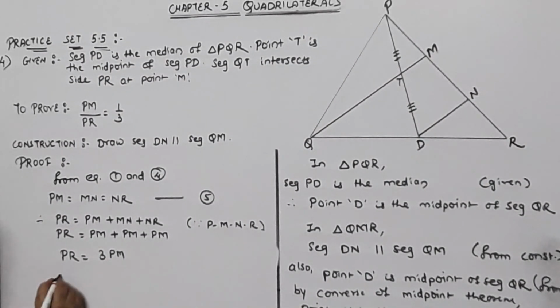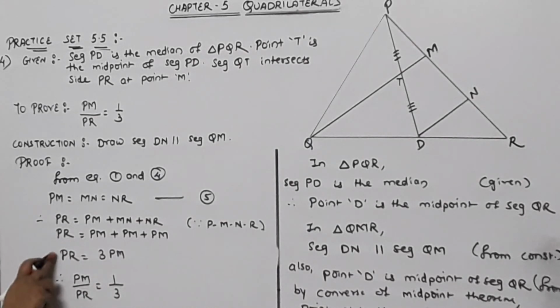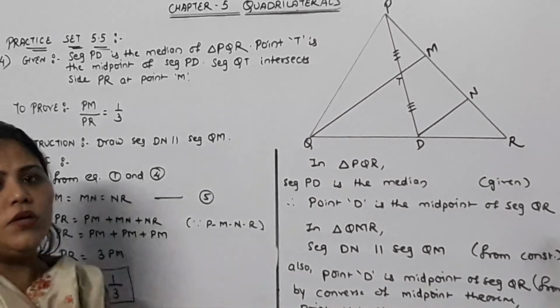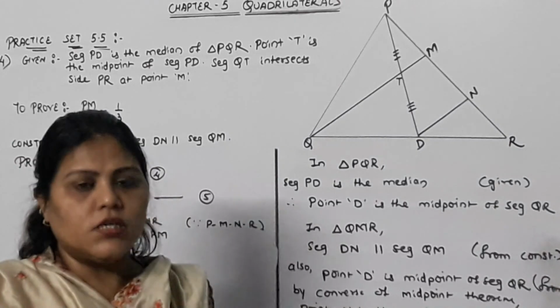Therefore, we will keep this PM here and we will take this PR to the denominator. So PM upon PR equals 1 upon 3. Here nothing was there, so 1 was there in the numerator and upon 3. So this way we are getting our answer: PM upon PR is equal to 1 upon 3. This way we have done with our 5th chapter, that is quadrilaterals. Thank you.